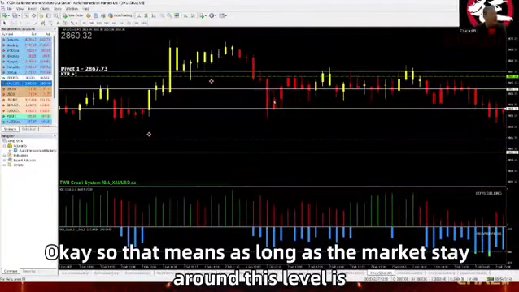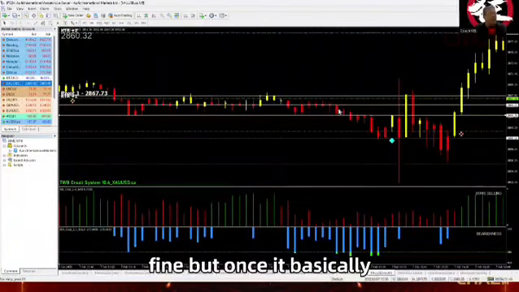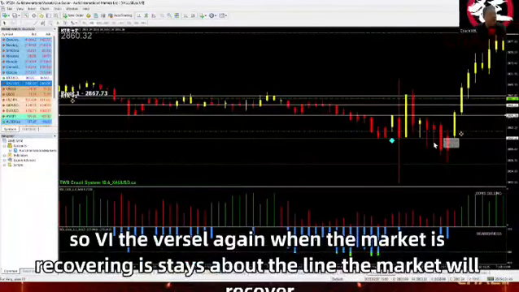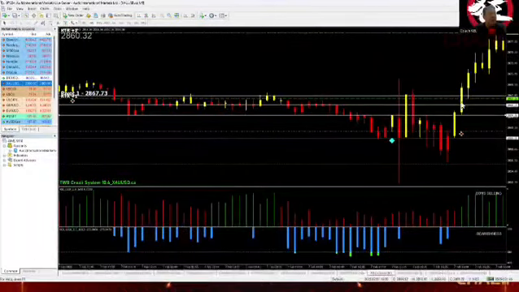So that means as long as the market stays around this level, it's fine. But once it breaks below that level, you can see the selling is impeccable. So vice versa, when the market is recovering and stays above the line, the market will recover.